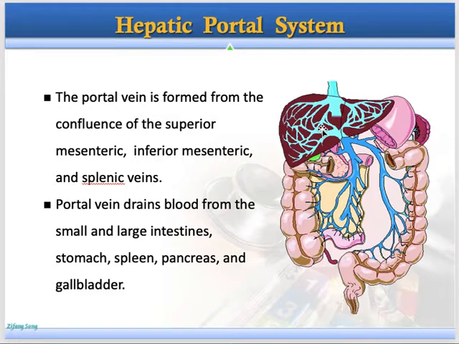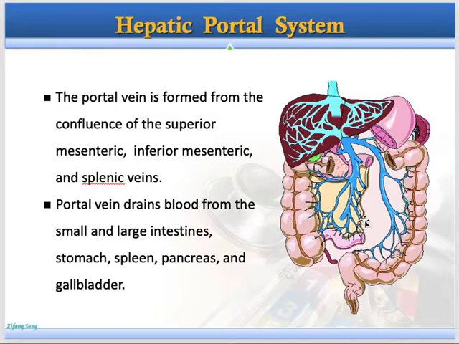Now, one thing which occurs in patients with cirrhosis is that this amount of blood is increased. And the portal venous system has no valves in it. It drains the blood from the spleen, the pancreas, the gallbladder, and the intestines, right?